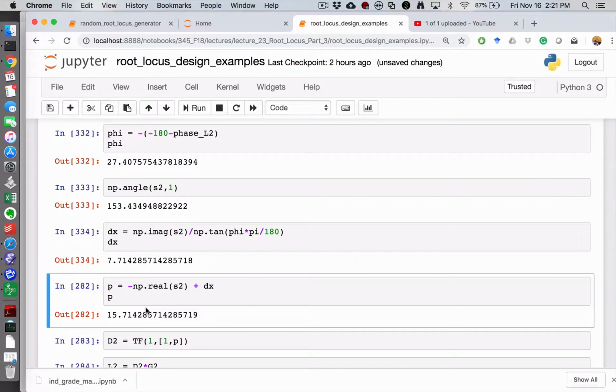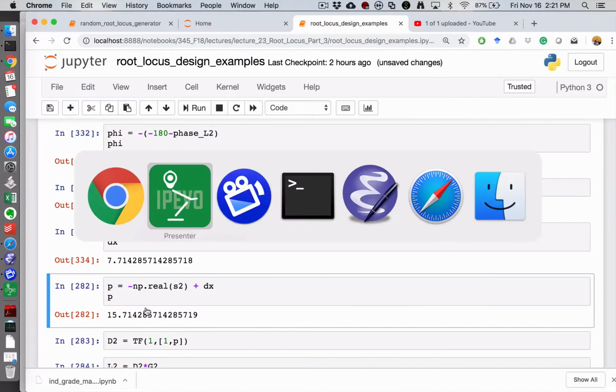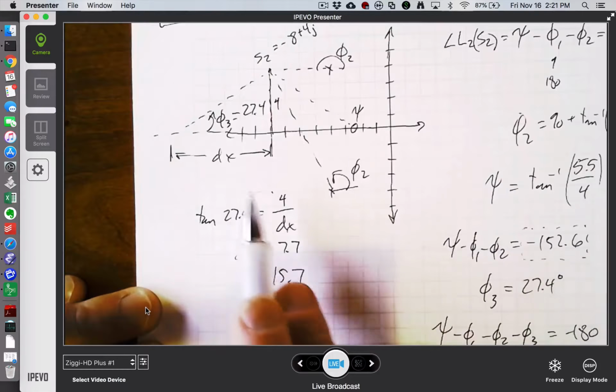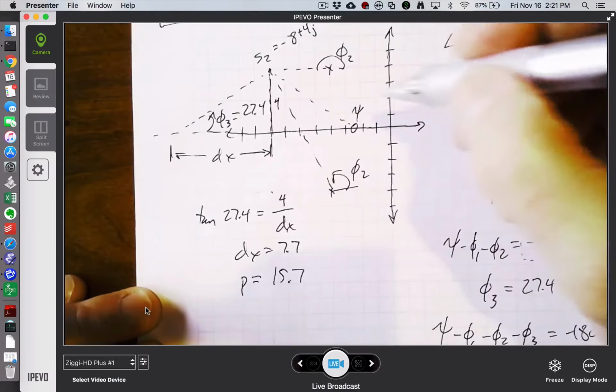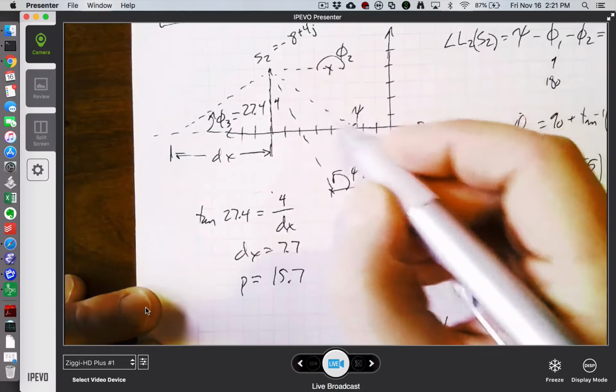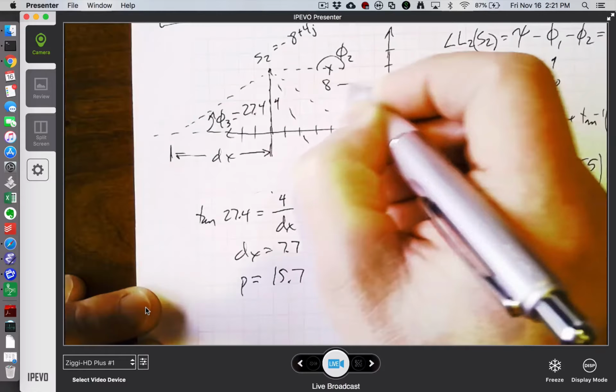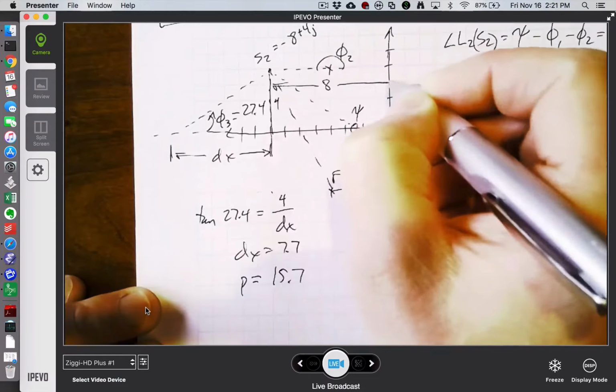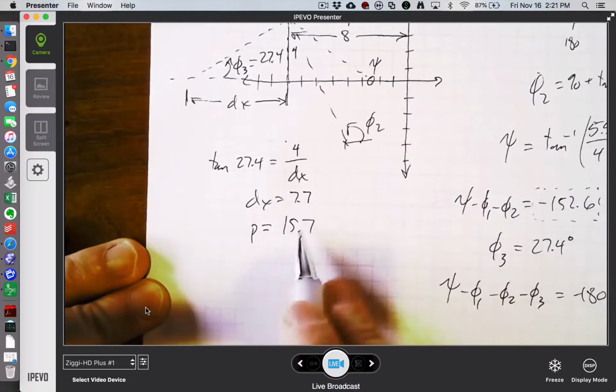7.7. So if I add that to my original pole location, it turns out that P has to be 15.7. So this is dx, this is 7.7. Sorry, this is 8. Yeah, this distance is 8 from here to here. So my pole is dx plus 8.